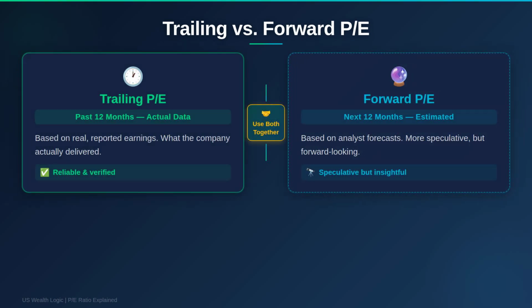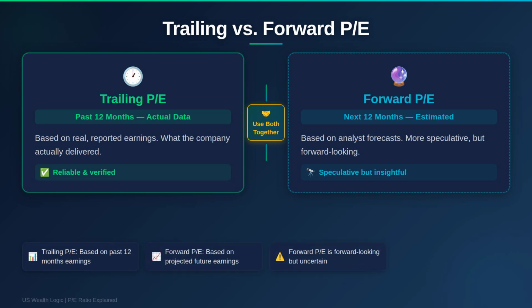There's one more layer Marcus discovered. Not all PE ratios are the same. The trailing PE uses actual earnings from the past 12 months. It's based on real, reported numbers. The forward PE uses analyst estimates of future earnings. It's more speculative, but gives you a sense of where the market thinks a company is heading.